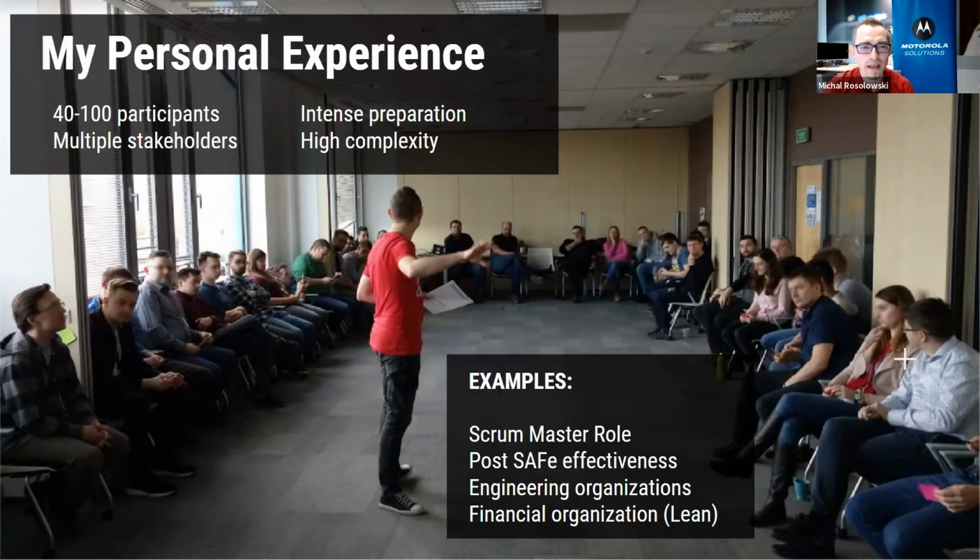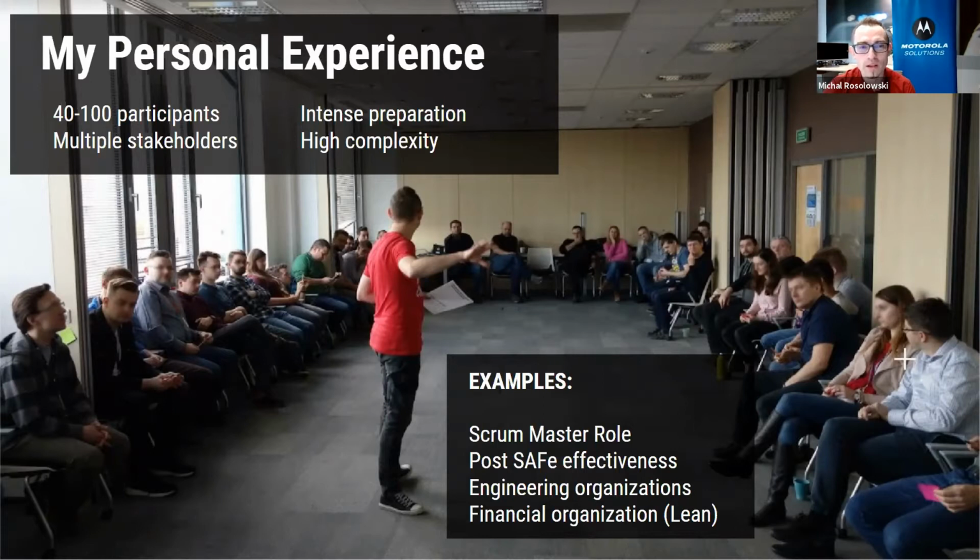Recently, we did a retrospective in the organization on the Scrum Master role. I think Olaf mentioned that in the beginning. We even had an episode of working with a financial organization about introducing lean. And there may be more examples here, but they have something in common. So they usually involve up to 100 participants. So that's way more than one Scrum team.